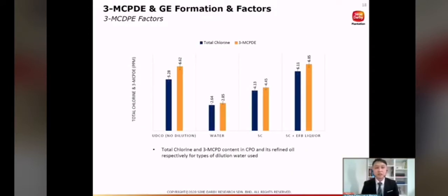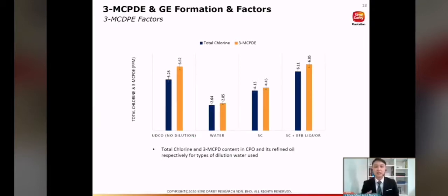So based on the earlier findings, we further investigated the total chlorine contents and 3-MCPD in the palm oil milling, especially the dilution factors. If you can see the oil without any dilution, before the clarification, the original chloride content is high. But after the dilution with the water, we can see there's almost 50% reduction of the chloride contents, which also eventually translates to lower 3-MCPDE.